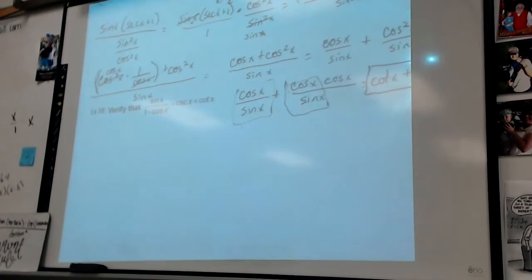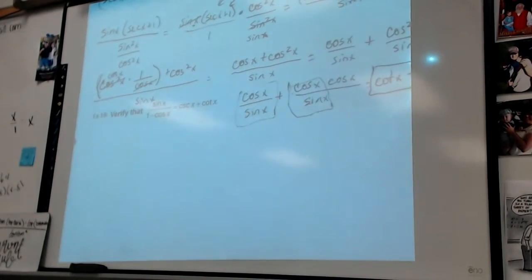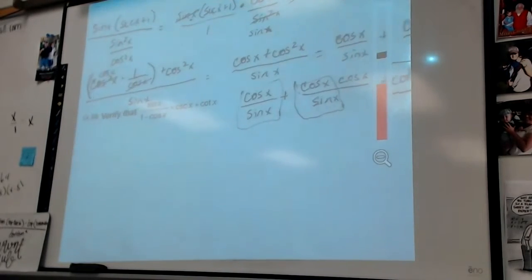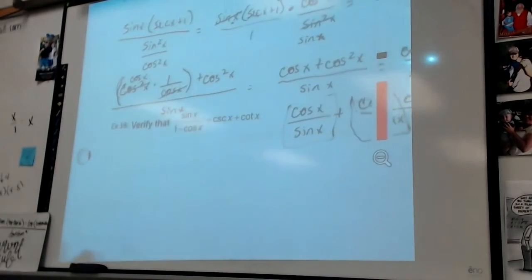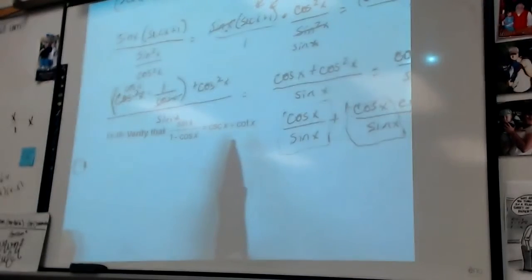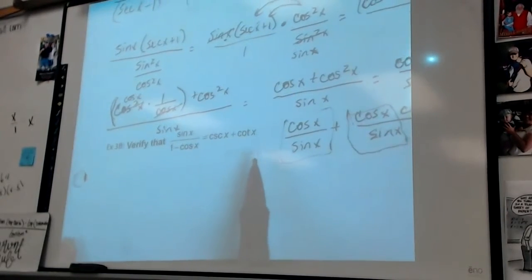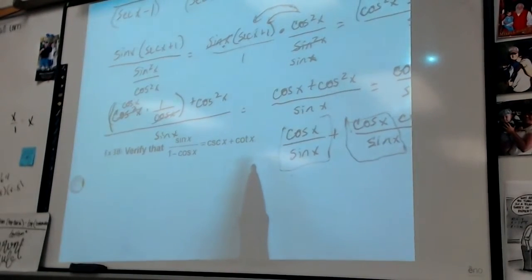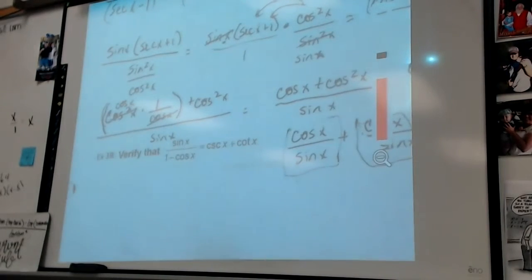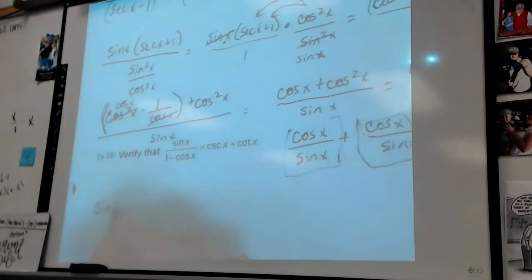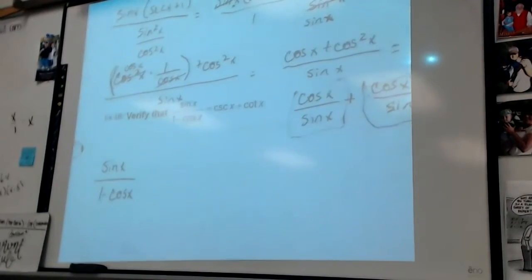So, which side did you start with? Left side. The left side, the fraction. All right, and we're trying to get to cosecant x plus cotangent x, so you got to keep that in mind too. So, we're starting with sine x over 1 minus cosine x. So, what did y'all try?